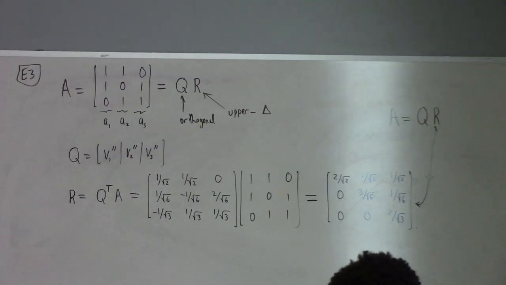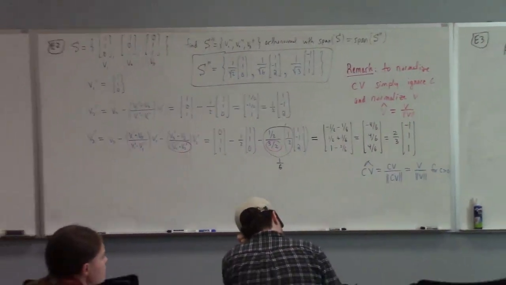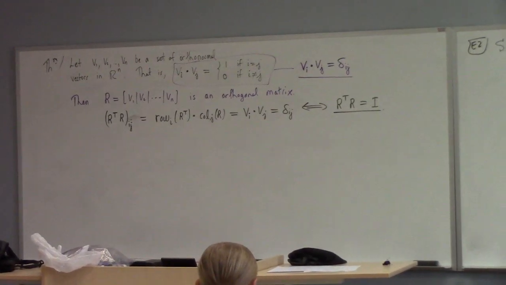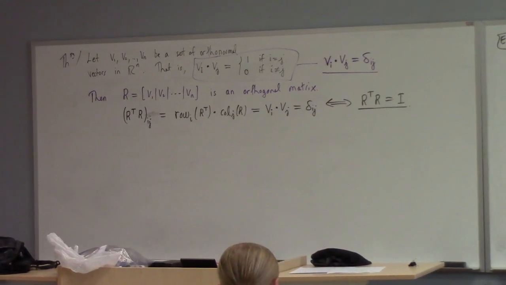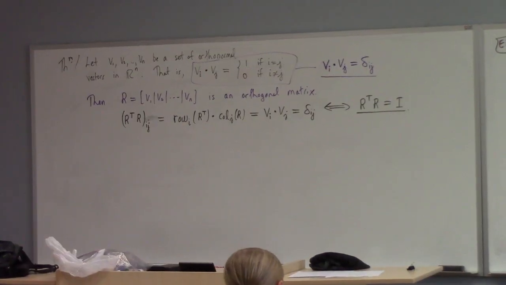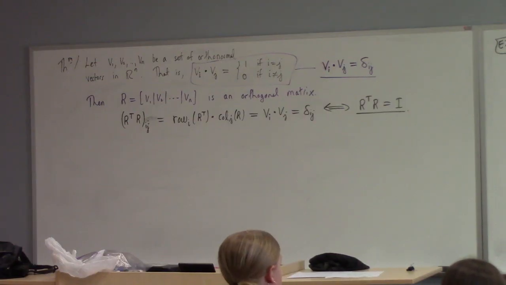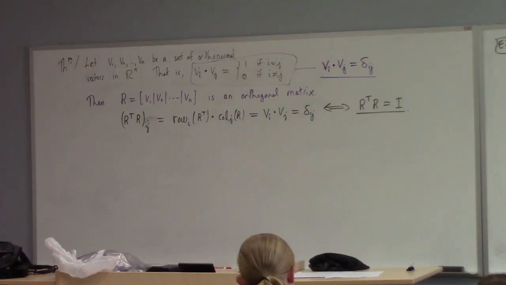So there you go. I hope the method to find the QR decomposition is somewhat clear from what we did today. All you do is you take the columns of the matrix, you orthonormalize them. That allows you to build the Q, and then you simply take the transpose of that Q times A, and it gives you the R matrix.